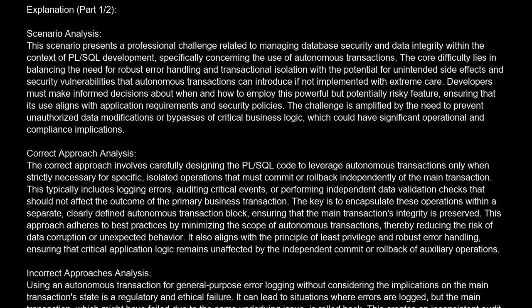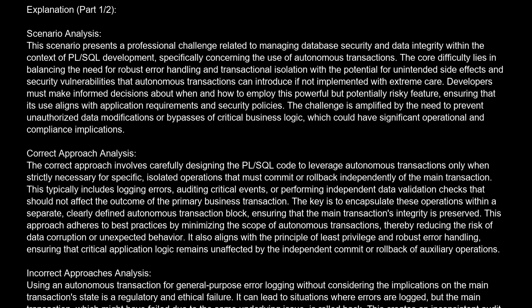The key is to encapsulate these operations within a separate, clearly defined autonomous transaction block, ensuring that the main transaction's integrity is preserved. This approach adheres to best practices by minimizing the scope of autonomous transactions, thereby reducing the risk of data corruption or unexpected behavior. It also aligns with the principle of least privilege and robust error handling, ensuring that critical application logic remains unaffected by the independent commit or rollback of auxiliary operations.